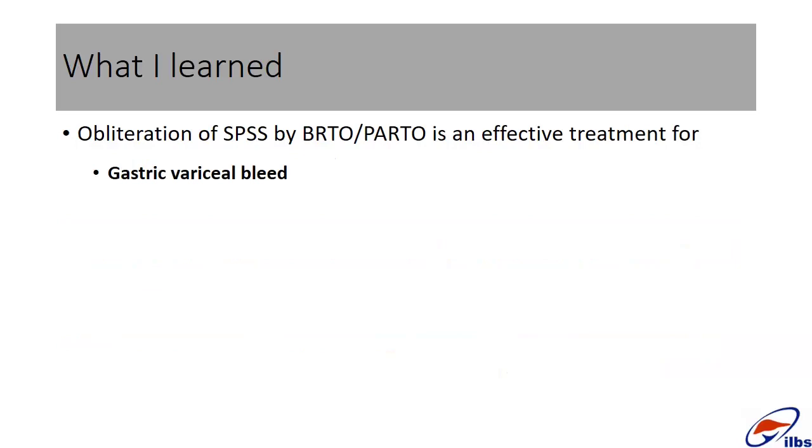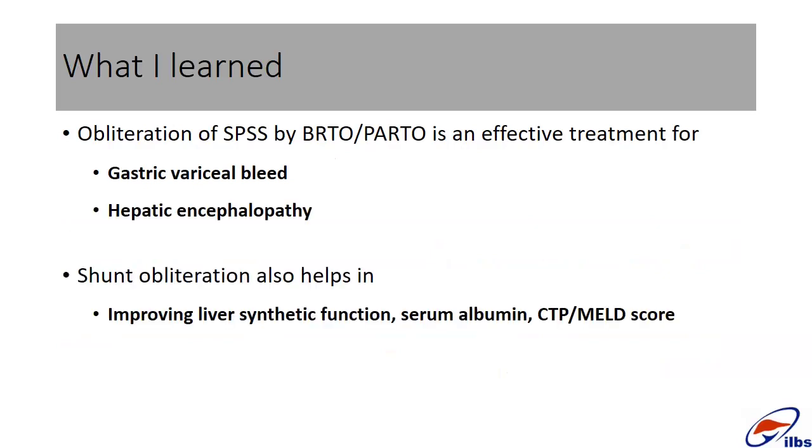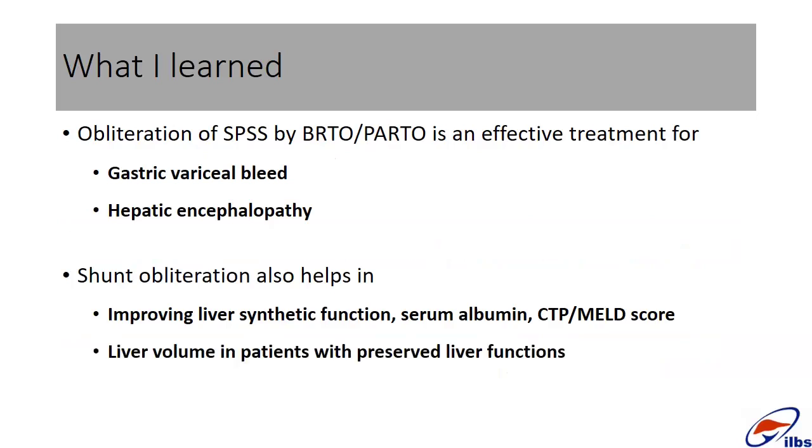Obliteration of SPSS by BRTO, PARTO is an effective treatment for gastric variceal bleeding and hepatic encephalopathy, and shunt obliteration also helps in improving the liver synthetic function, serum albumin, and the CTP and MELD score. Finally, it improves liver volume in patients with preserved liver function. So those patients who have preserved liver function, that means CTP-A or early CTP-B, would definitely have improvement in liver volume as well. And with this, I'll end my talk.